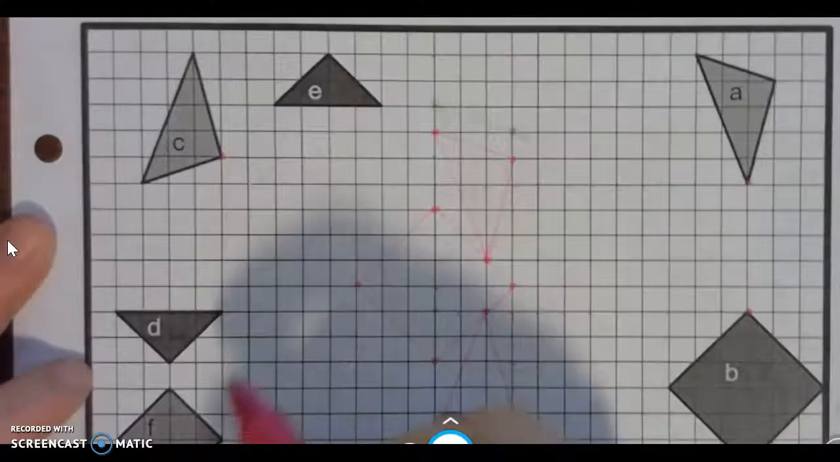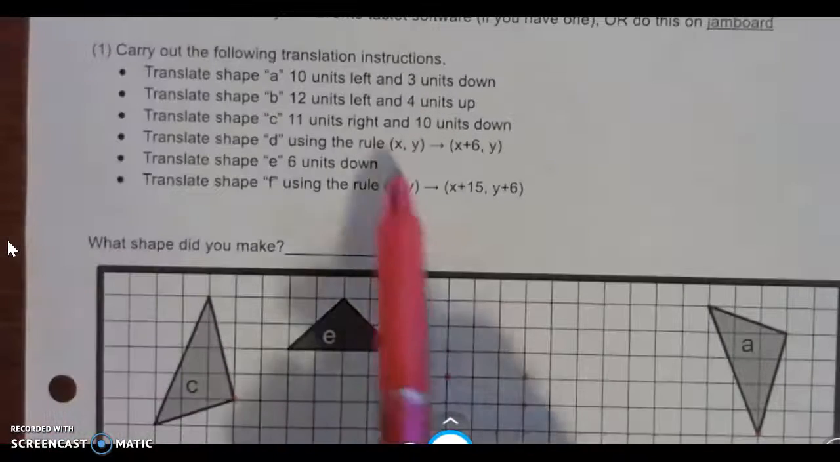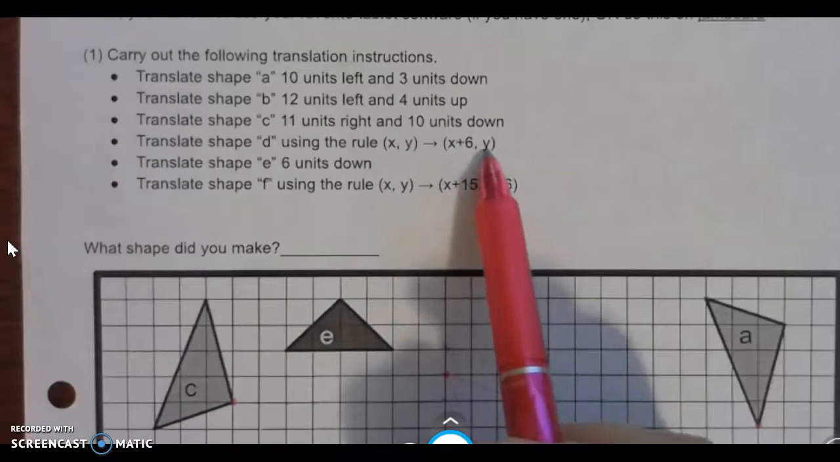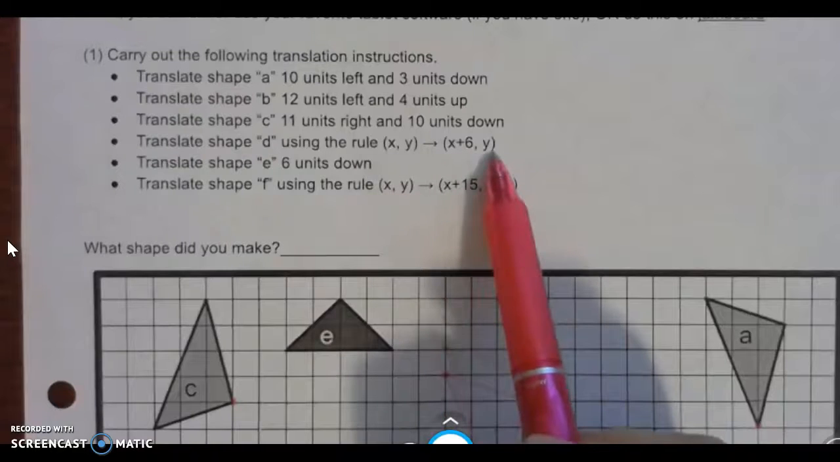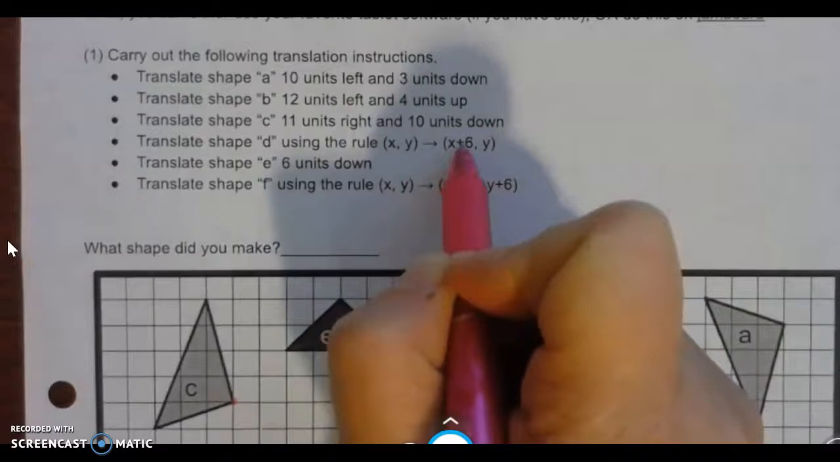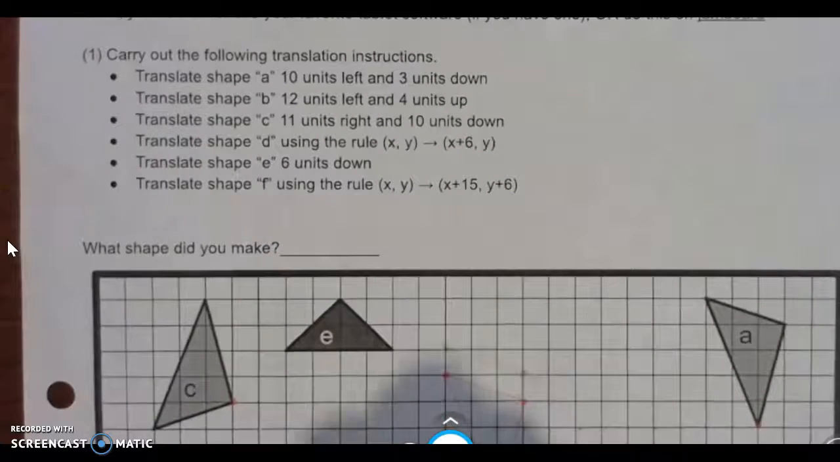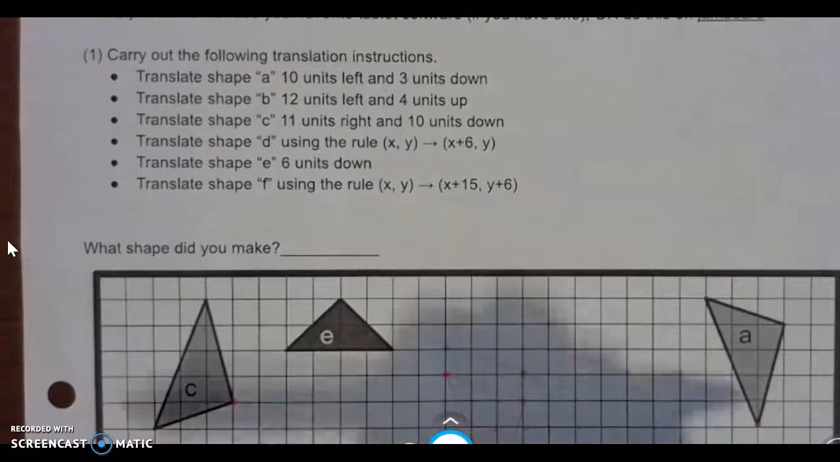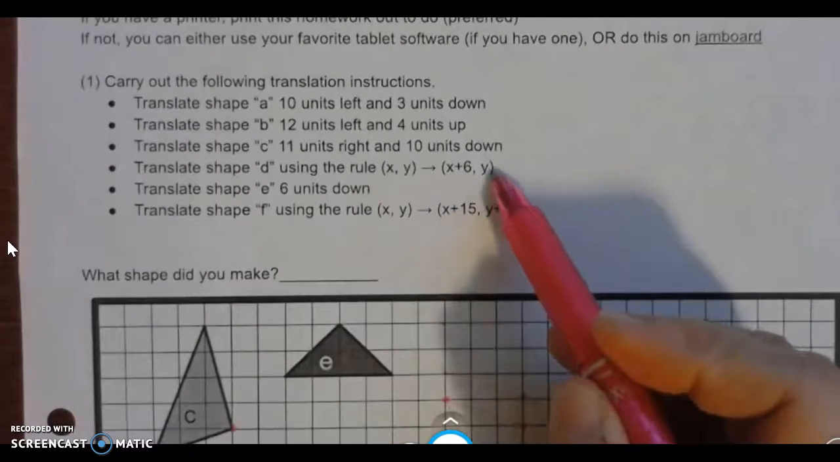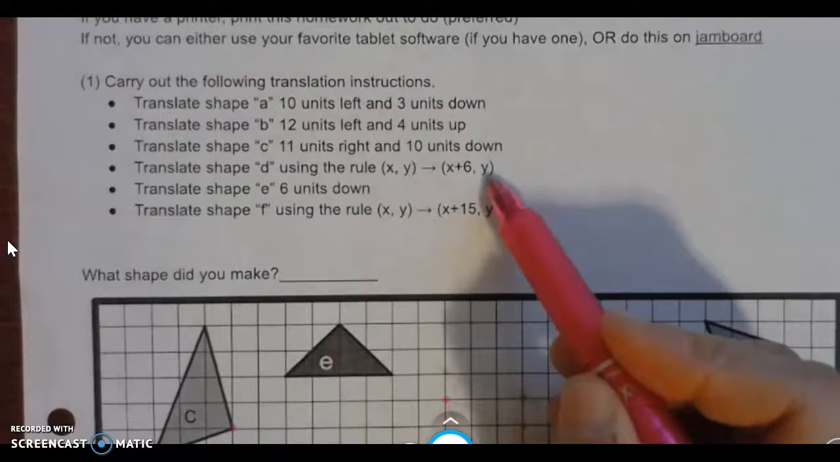Then D. For D, I am supposed to be using the rule (x, y) goes to (x plus 6, y), where y is the same. What does this notation mean? That means x is moved to the right. Positive direction for x is moving towards the right. So I am translating the shape D 6 units to the right, but the y value stays the same because there is no change in the y coordinate.